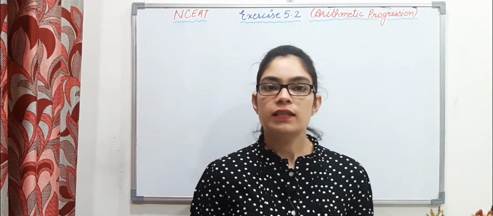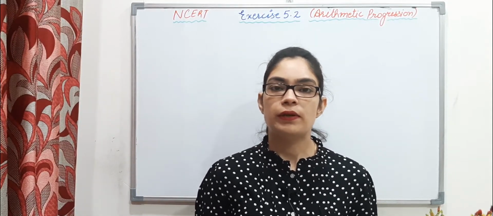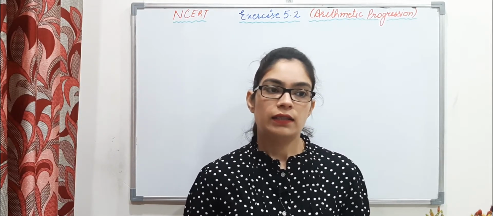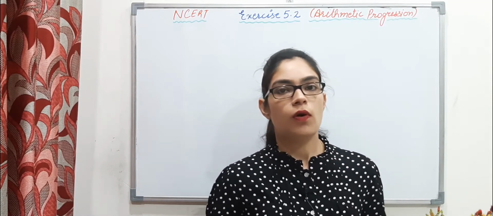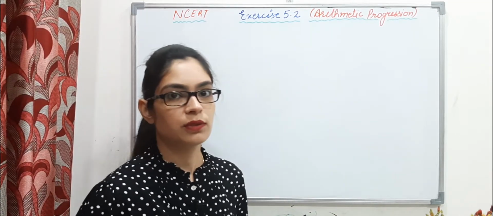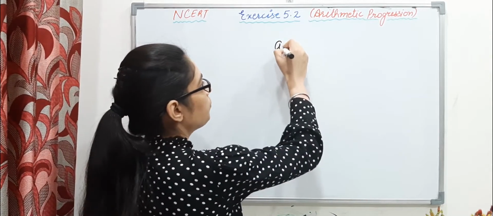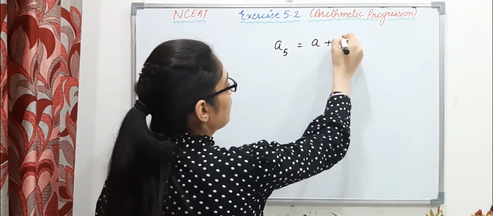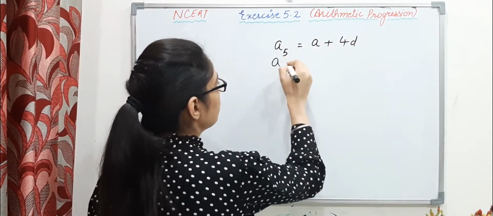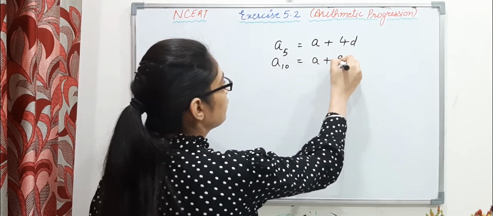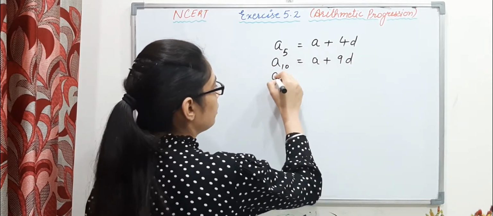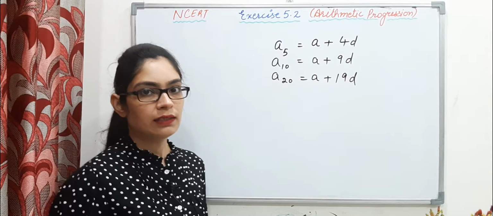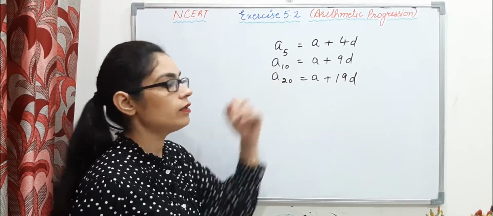Hello everyone. In this video we are going to do exercise 5.2 of arithmetic progression. We have already completed exercise 5.1 and there we learnt what is an AP and we also learnt how to find different terms of an AP. Like for fifth term, A5 or T5, we use the formula A plus 4D. For 10th term we used A plus 9D. For 20th term, A plus 19D. So this type of formulas we used in the previous exercise to find different terms.